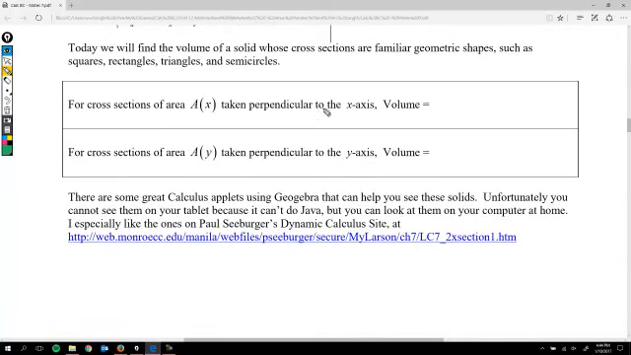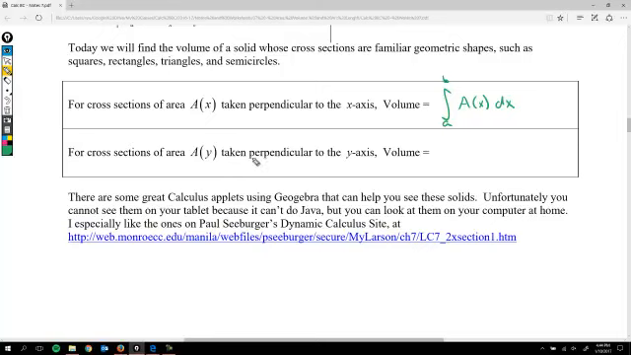For cross sections that are perpendicular to the x-axis, meaning, well, you'll see what we mean in a minute, our volume is going to be the integral from a to b of my area. Like I just said, we are going to be taking a bunch of these shapes and adding them all together, and that's what the integral does. It basically does an infinite summation for us.